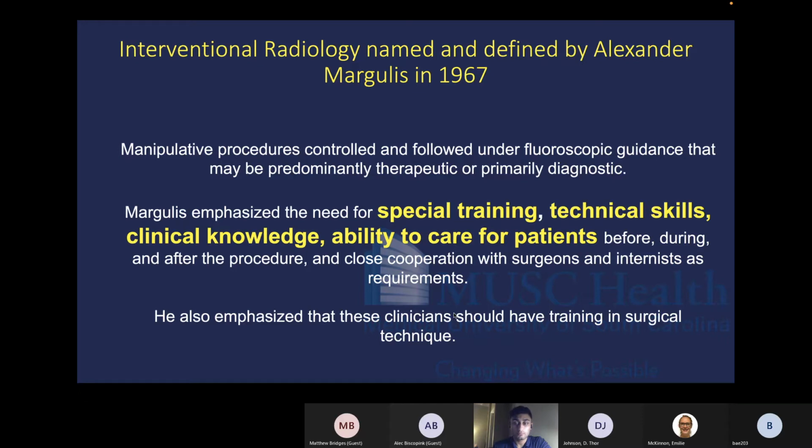And so he really wanted it to be a part of radiology, though. Charles Dotter actually wanted to call it image surgery or minimally invasive surgery, but he wasn't nearly as famous as Margulis, so he lost. So that's kind of how we ended up being interventional radiology.